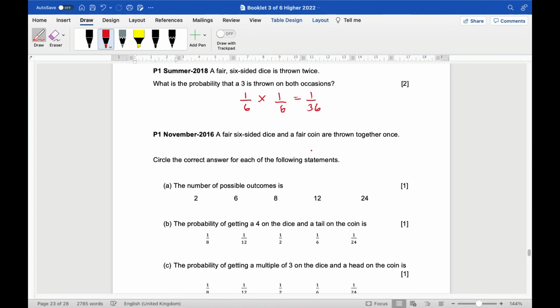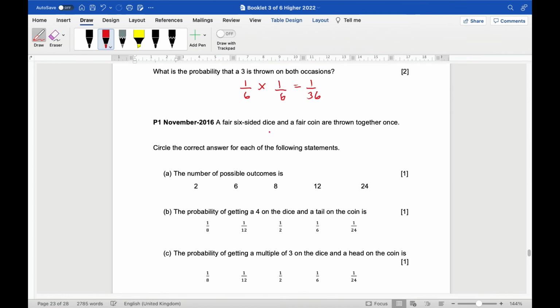Okay? This time we're talking about a dice and a coin. The dice, 1 out of 6 for every probability. The coin, 1 out of 2, heads or tails. Okay, how many outcomes are there? Well, every outcome is 1 over 12. There are 12 outcomes here. Heads with a 1, heads with a 2, tails with a 1, and so on. What's the probability of getting a 4 on the dice and a tail on the coin? Well, we've already answered that. That's one combination of the 12.